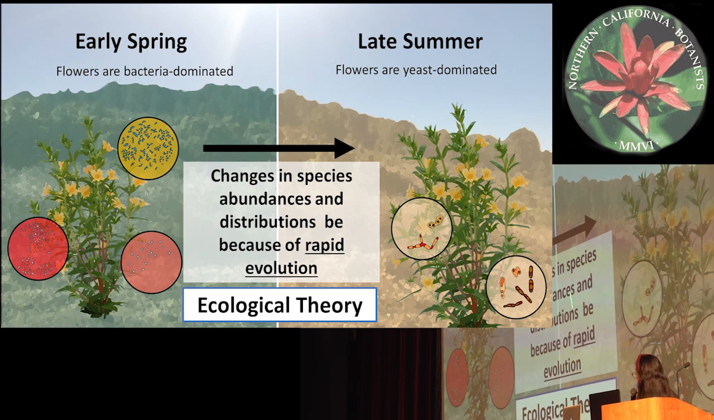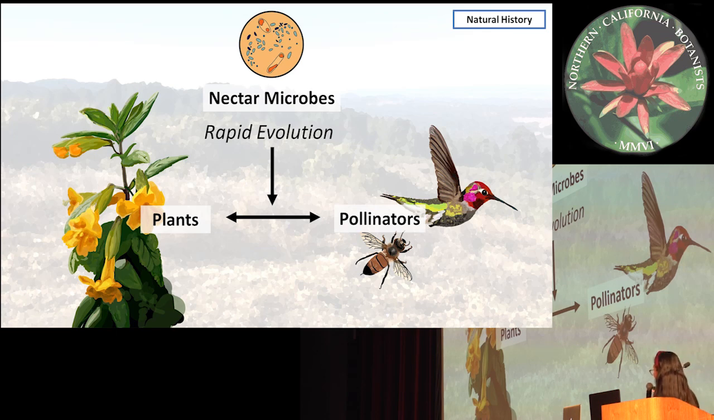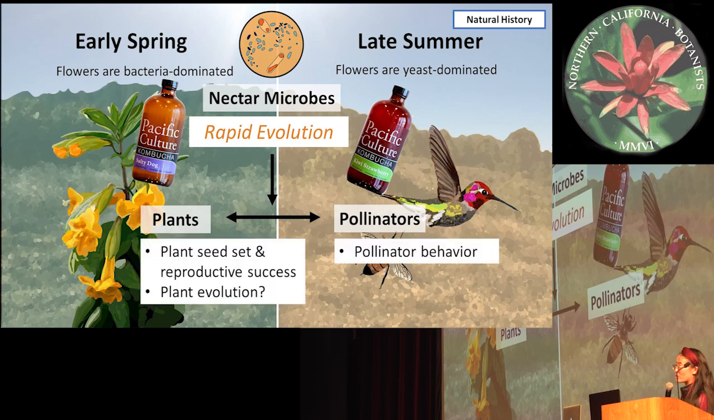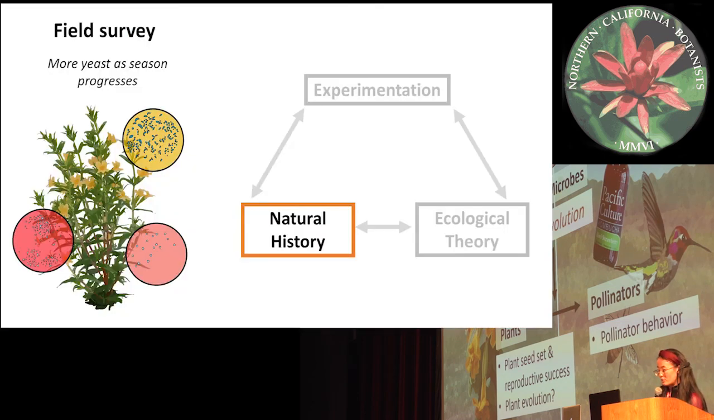And that could be what's happening when we see bacteria-dominated flowers at the beginning of the season and yeast-dominated flowers at the end of the season. The rapid evolution of nectar microbes might have really important implications for plants and pollinators as we move from nasty tasting nectar at the beginning of the season to much nicer tasting or more attractive nectar at the end of the season, which again might have really important implications for the seed set of plants and their reproductive success, as well as even plant evolution, and for pollinators in terms of their behavior with those volatiles.